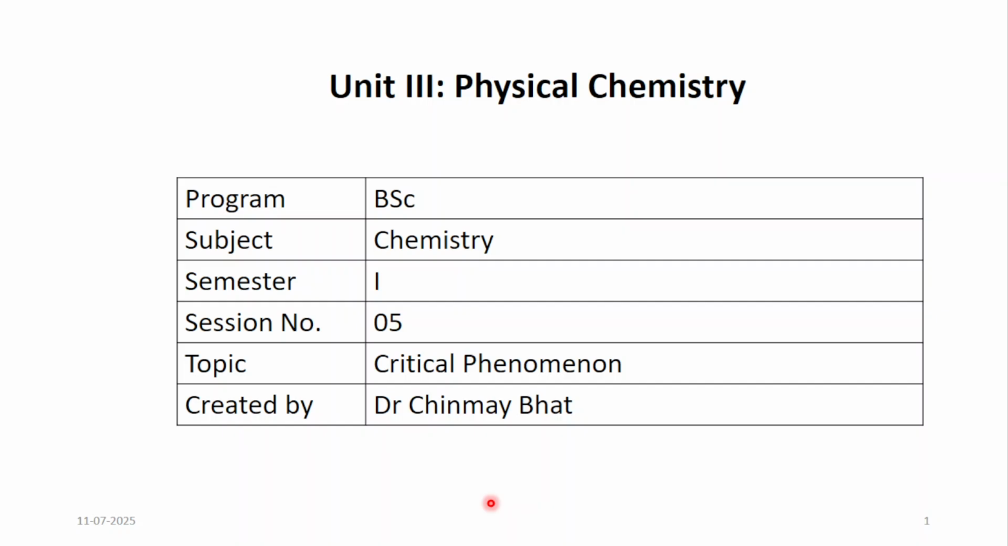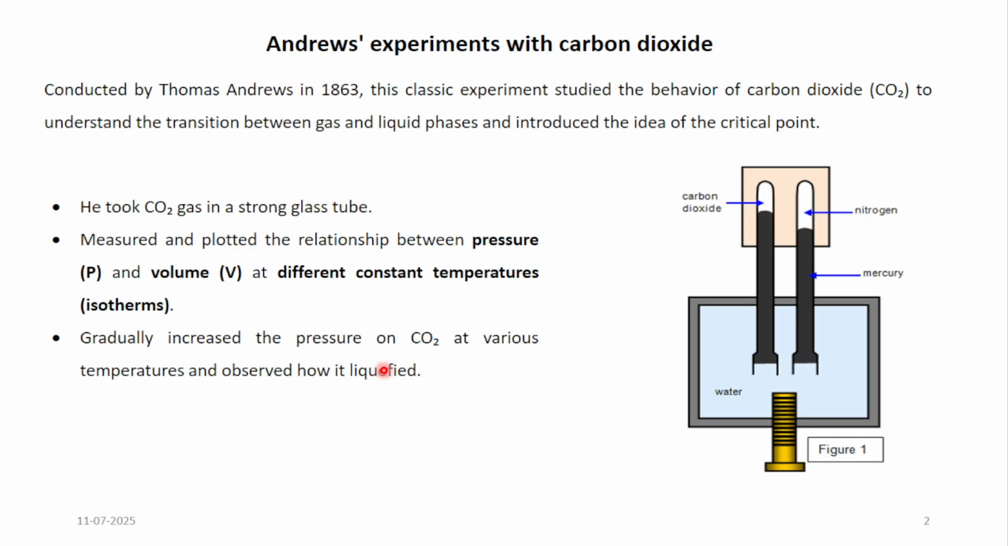Dear student, in this session we will see what is critical phenomenon. We will discuss Andrews' experiments which he conducted in the year 1863 using carbon dioxide. This experiment studied the behavior of carbon dioxide to understand the transition between gas and liquid phases, and it introduced the idea of critical points.